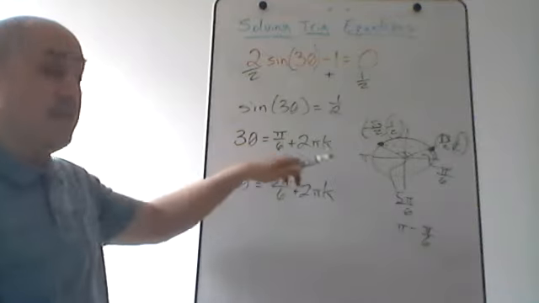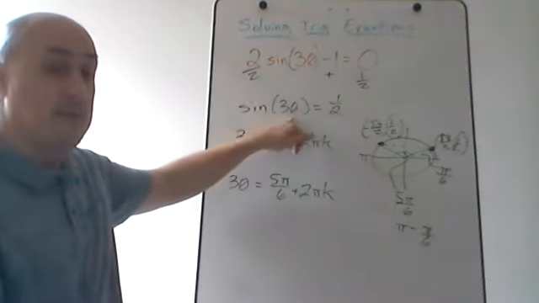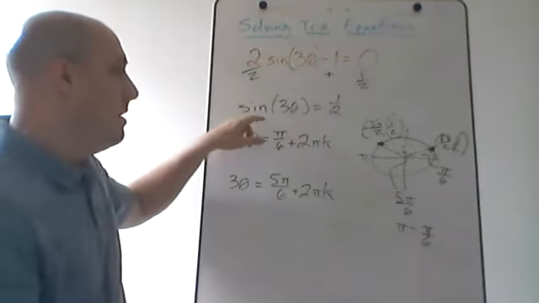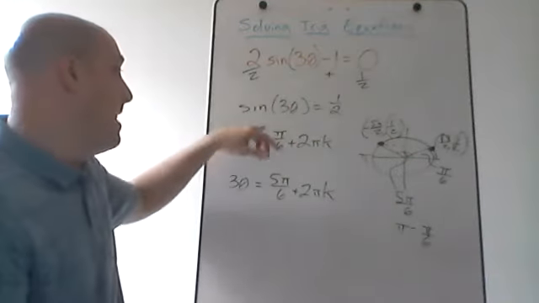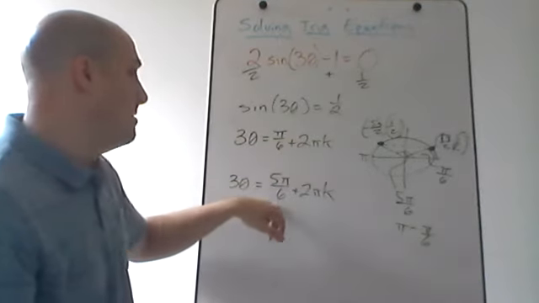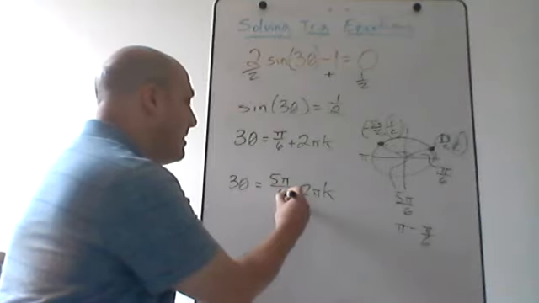Right, so notice it's not just theta equals this time, because it wasn't just sine of theta, it was sine of 3 theta. So I solve it just like I would if it was sine of theta, and I figure out what the angles are, the pi over 6 and the 5 pi over 6. I add that 2 pi k to each one.